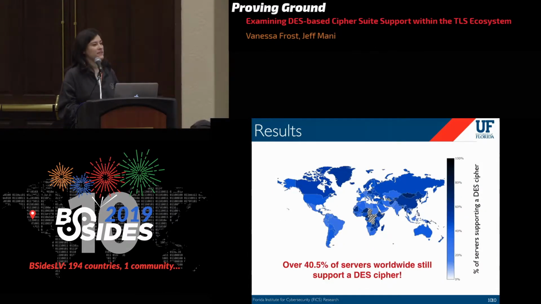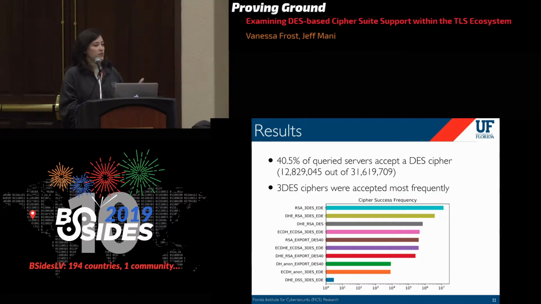Over 40% of servers worldwide still accept some form of DES cipher. Yep. I'm going to be going through a lot of graphs and a lot of maps now, so feel free to jump in with questions that you have. You don't have to wait till the end. So over 40% of servers we queried accepted some form of DES cipher, with triple DES being vastly most supported. It was just deprecated last year. That's probably to be expected. However, we did see a substantial and worrying amount of DES 56 and DES 40 being used.